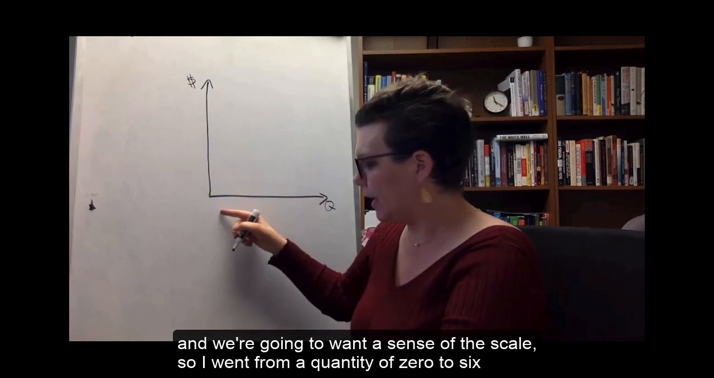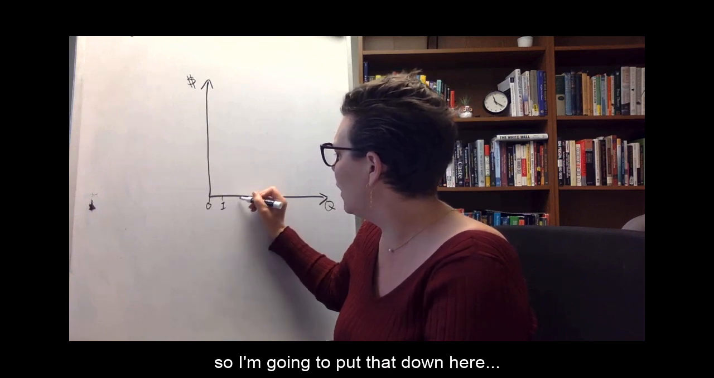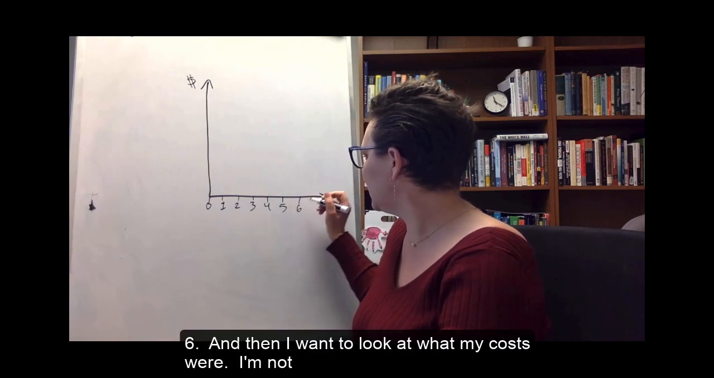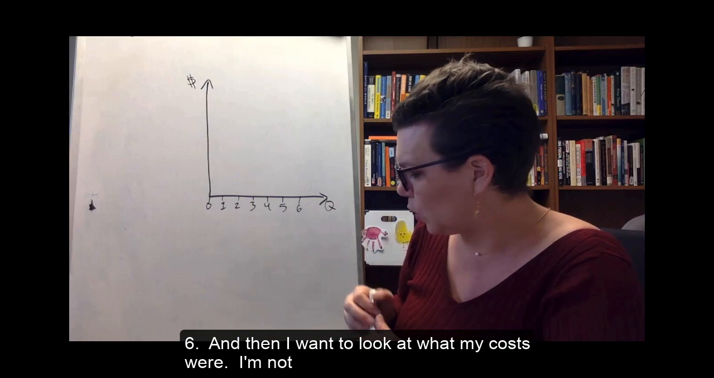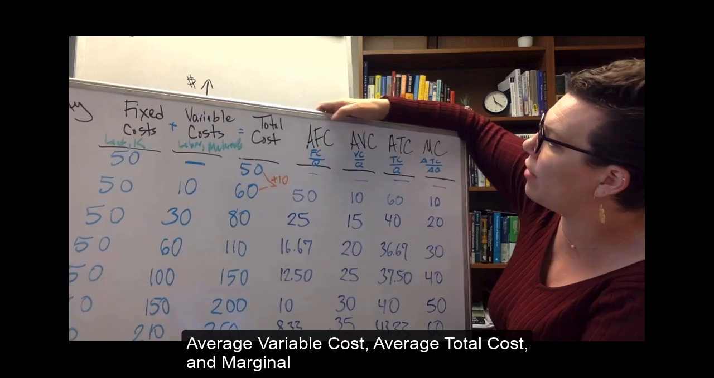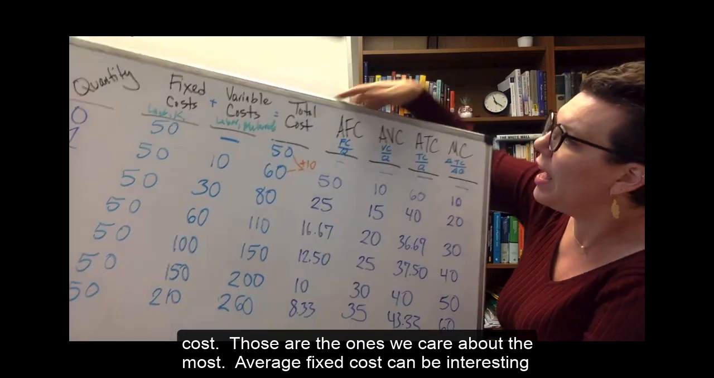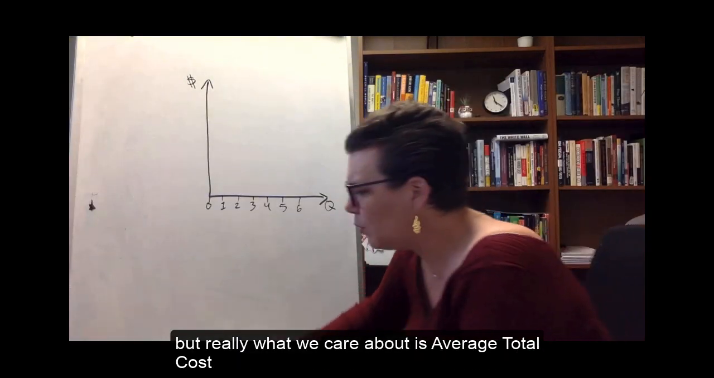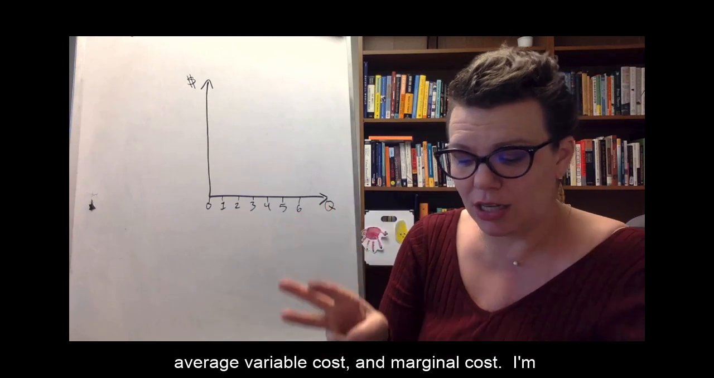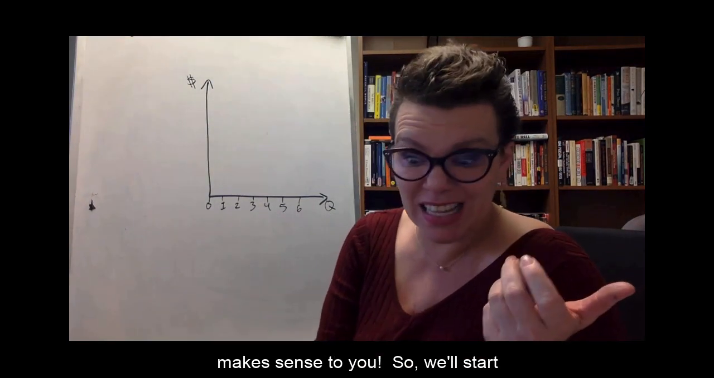And then we're going to want to scale. So I went from a quantity of 0 to 6. I'm going to put that down here: 0, 1, 2, 3, 4, 5, 6. And then I want to look at what my costs were. We're not going to use the total cost numbers to graph. We're going to graph average variable cost, average total cost, and marginal cost. Those are the ones we care about the most. Average fixed cost can be interesting, but really what we care about is average total cost, average variable cost, and marginal cost. And I'm going to try and use colors that sort of make sense to me, and I hope that helps it make sense to you.